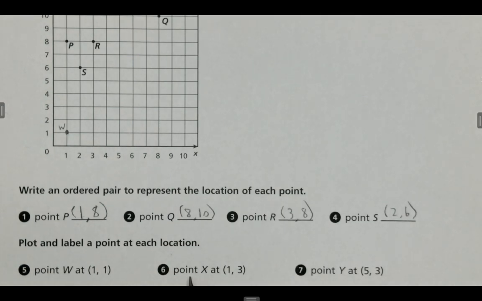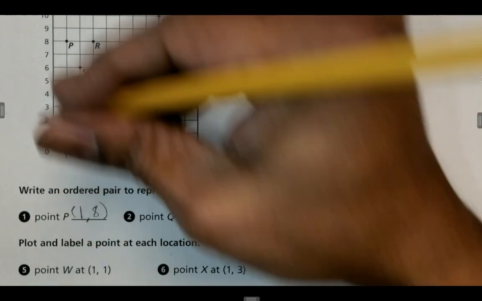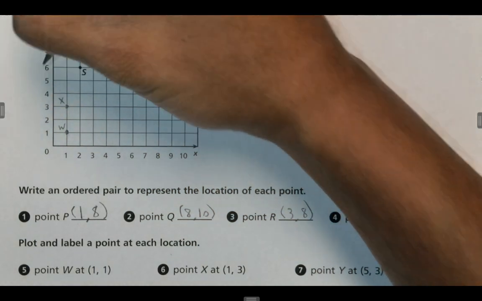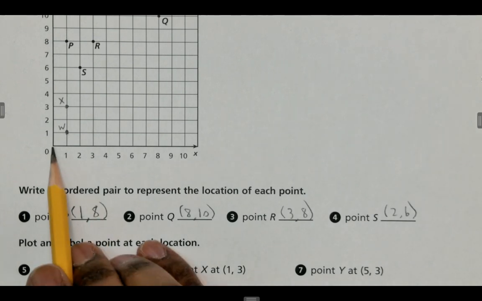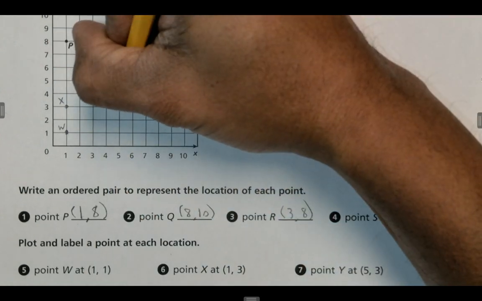Number 6, point X is at 1, 3. Starting at 0, I'm going to walk 1, I'm going to jump 3. And point Y is at 5, 3. I'm going to walk 5 and jump 3.